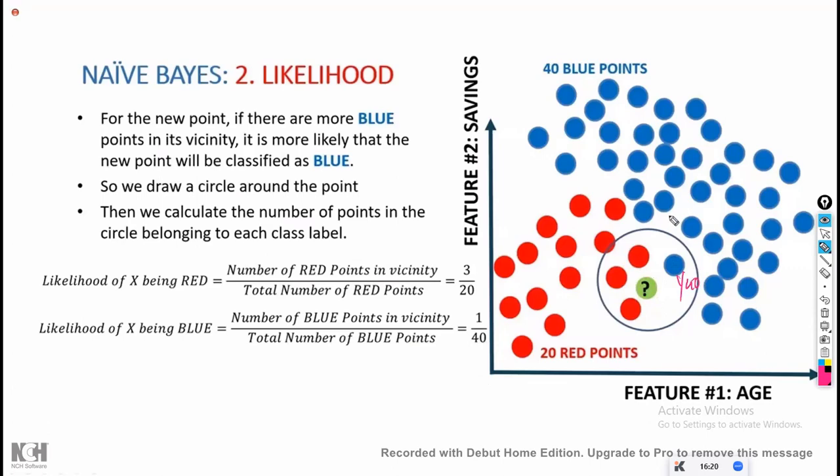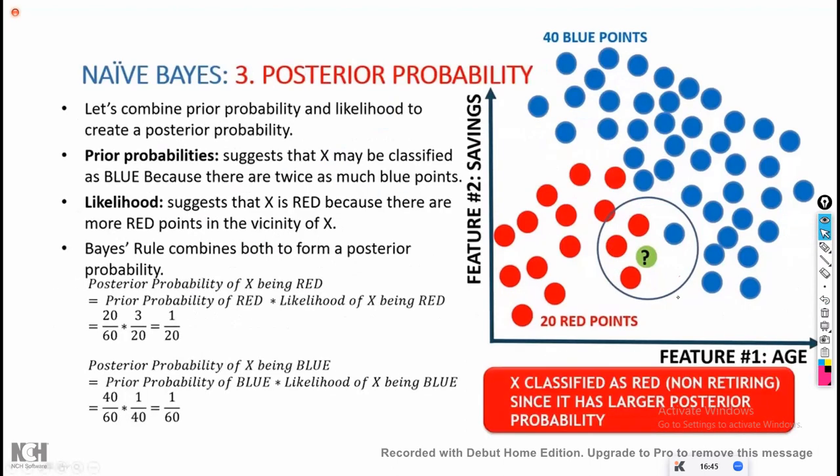Each red point is 1 by 20, as there are 20 red points in total. With 3 of them, if you add everything, it is 3 by 20. So 3 by 20 for red and 1 by 40 for blue is the likelihood in that area. Now, the posterior probability.